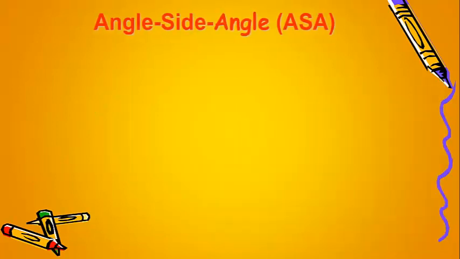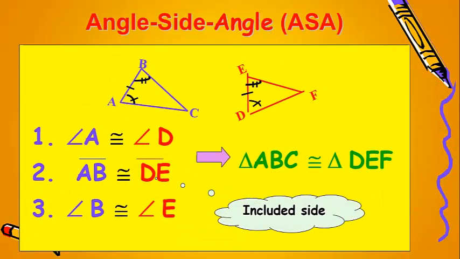Now let's go for the third test, angle side angle. Here between the 2 angles there has to be a side. So in triangle ABC and triangle DEF, look at the identical marks. Yes, side AB is congruent to side DE. This is the included side, AB is included between angle A and angle B. In the same way, DE is included between angle D and angle E. So this is angle, side, angle.